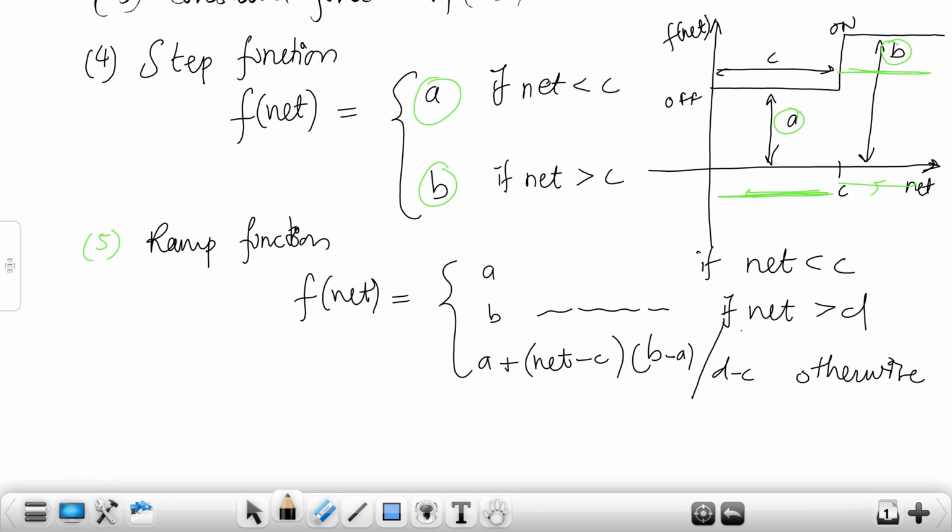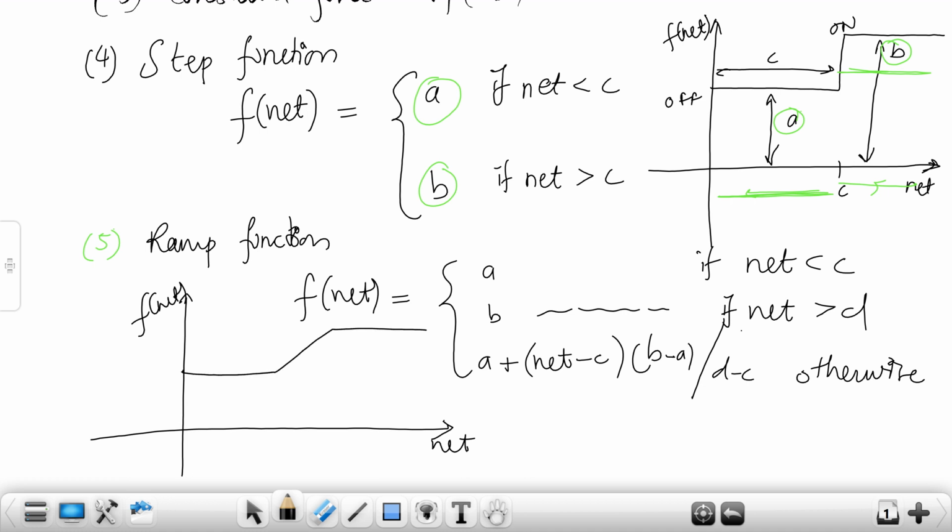We have otherwise. Okay, I'll just draw this, how it looks, then it will give you a better idea. This is your f of net on the y-axis and net on the x-axis. So it looks somewhat like this. What is this? This is nothing but A. This is your B. And this point over here will be D, and this point will be your C.